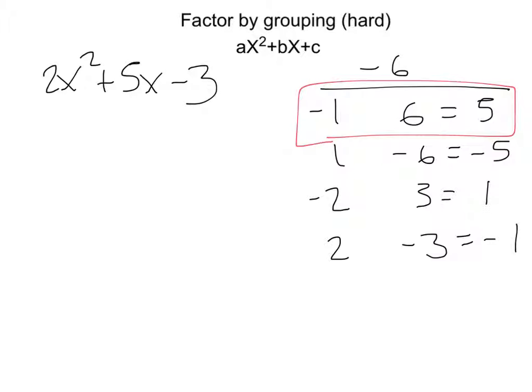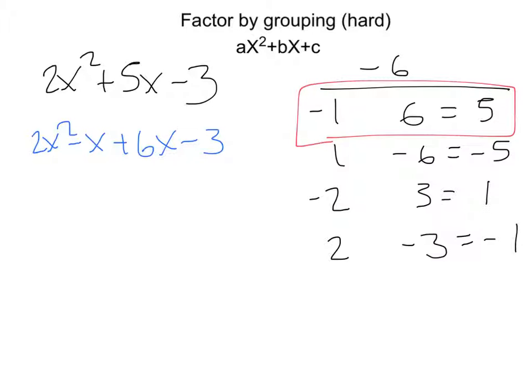So we're going to write 2x squared minus x plus 6x minus 3. You go back and check real quick. Negative x plus 6x is 5x, so we haven't changed the problem at all. So now what we're going to do is group these.